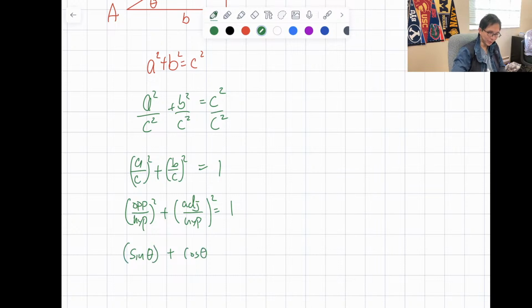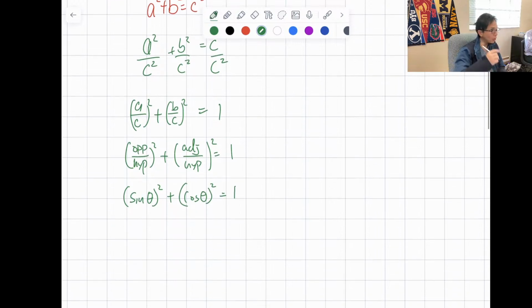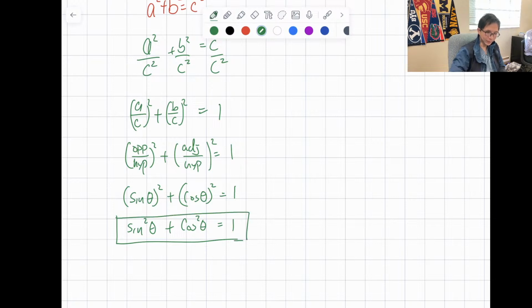Now I can write the square like this. I can also write it differently. You can also write it like this. Actually, it's much better to write it like this, between the argument and the trig function. This is the first trig identity. So this is called the Pythagorean identity.